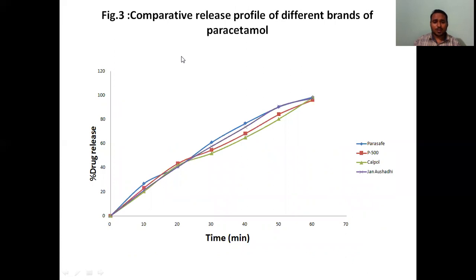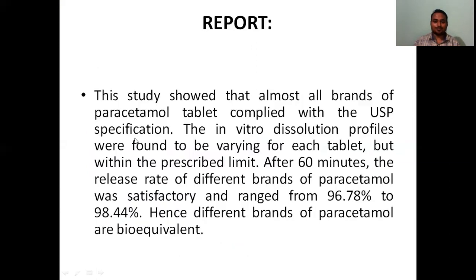By plotting the graph of percentage of drug released against time, we can see the comparative release profile of different brands of paracetamol. The blue color is Pansif, the red color is P500, and the green color is Calpol. You can see the different graphs and their activities by plotting these.